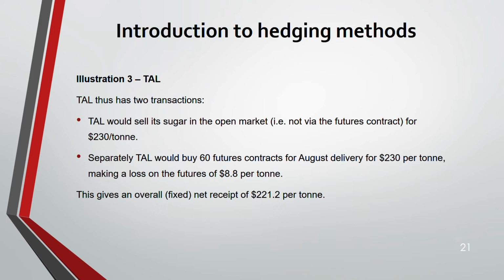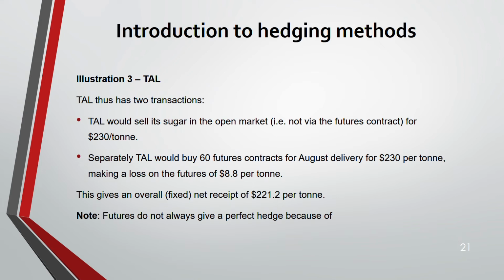That means this is fixed. You are not going to receive something less than 221.2. This is the meaning of hedging a position. At least the minimum you are going to get this month is this. Beyond this, it will not go down. Okay. Now, this is perfect in this case.